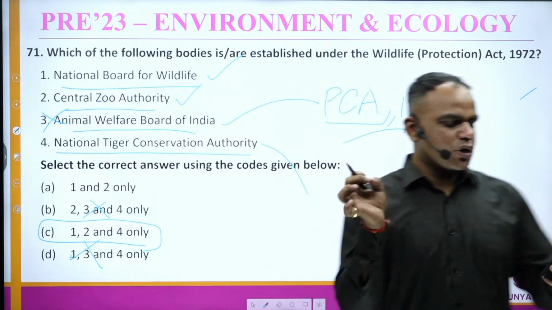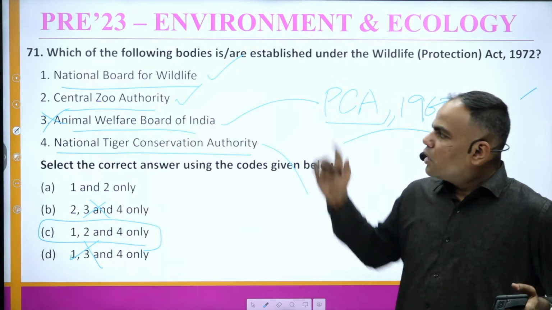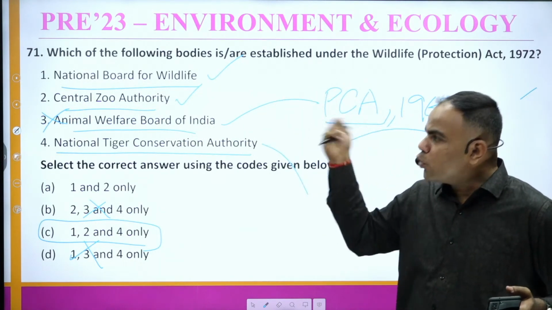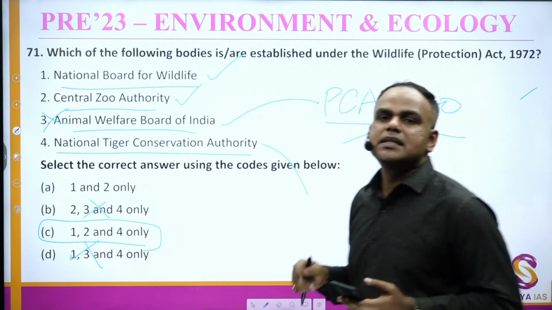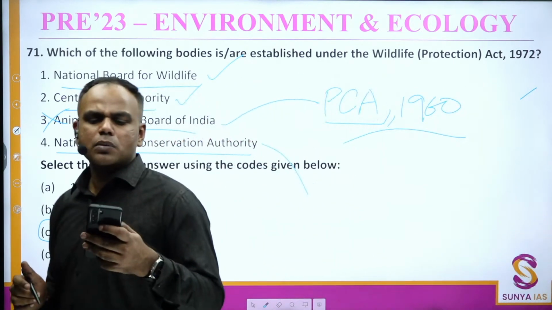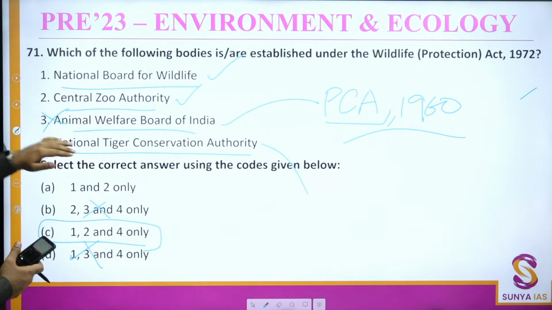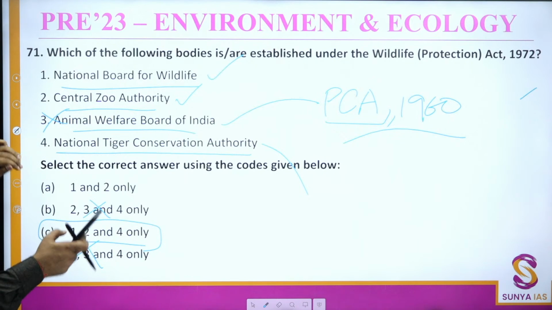Now, my question to you, and I think this is a straightforward question. Who is the head of the National Board for Wildlife, number 1, and who is the head of NTCA? Please write this down in the comment section. Head of the National Board for Wildlife and head of the National Tiger Conservation Authority.